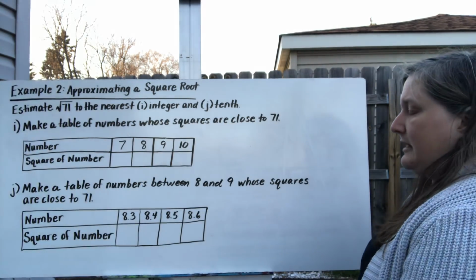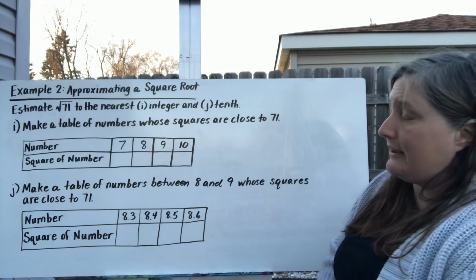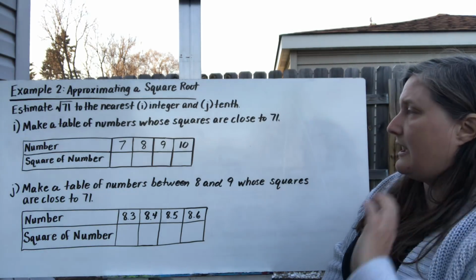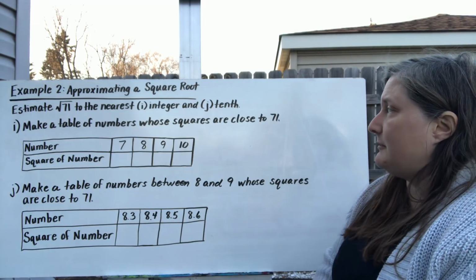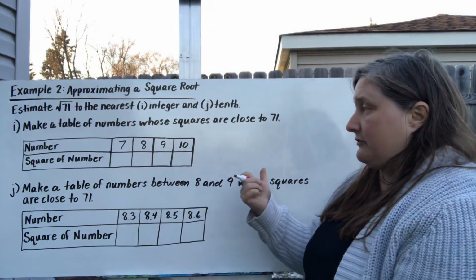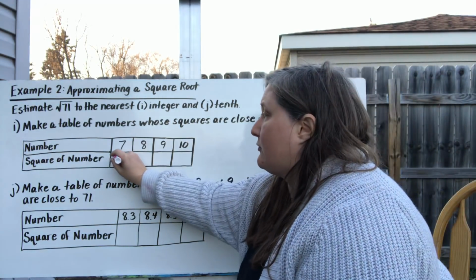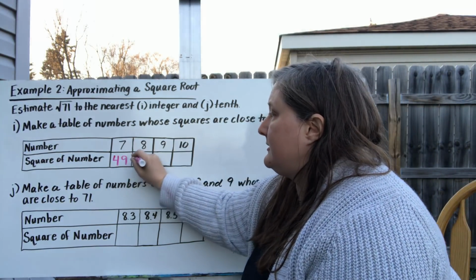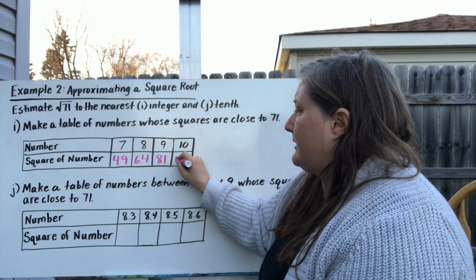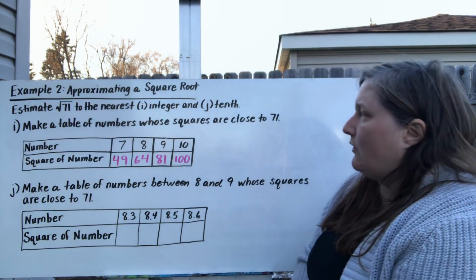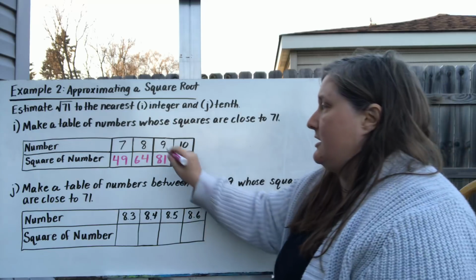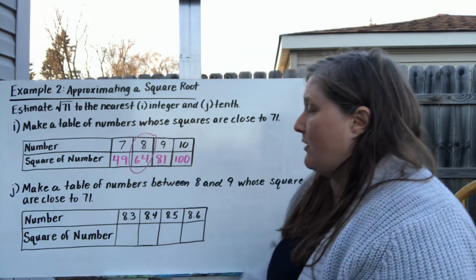Let's try approximating some square roots. So we're asked here to estimate the square root of 71 to the nearest integer and the nearest tenth. So first I'm going to try to find the nearest integer. So I know that if I square 7 times 7, it's 49. 8 times 8 is 64. 9 times 9 is 81. 10 times 10 is 100. So I'm looking for the nearest integer. The closest thing to 71 here is going to be 64.